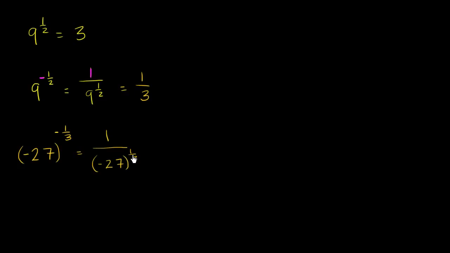But this is just saying, what number, if I were to multiply it 3 times, if I took 3 of them and multiplied them together, what number would I have to use here to get negative 27? Well, we already know that 3 to the 3rd, which is equal to 3 times 3 times 3, is equal to positive 27, so that's a pretty good clue.